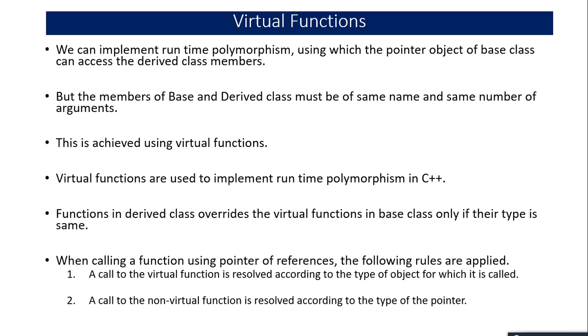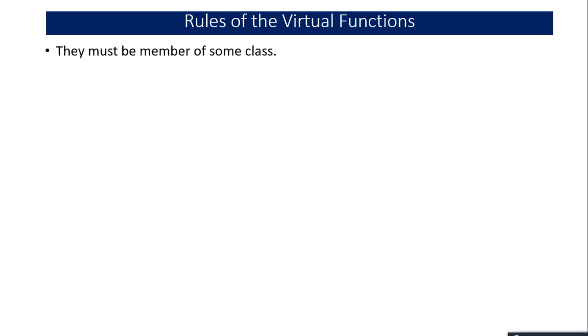When calling a function using pointers or references, the following rules are applied. If you have a virtual function, then this name confusion is resolved on the basis of the type of object passed, and for a non-virtual function it is resolved on the basis of the type of pointer we use. So these are some rules of the virtual function. If you are creating a virtual function, you must follow these rules.